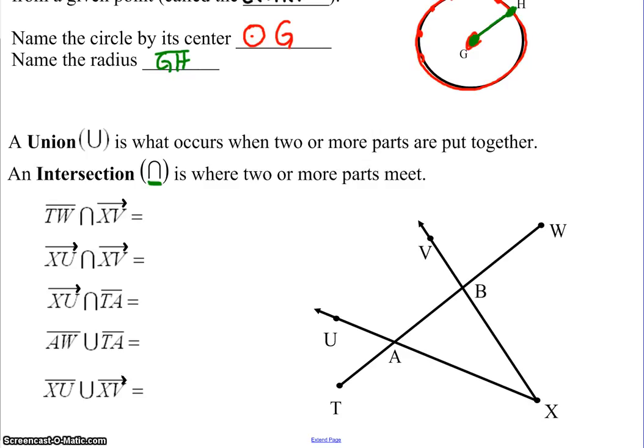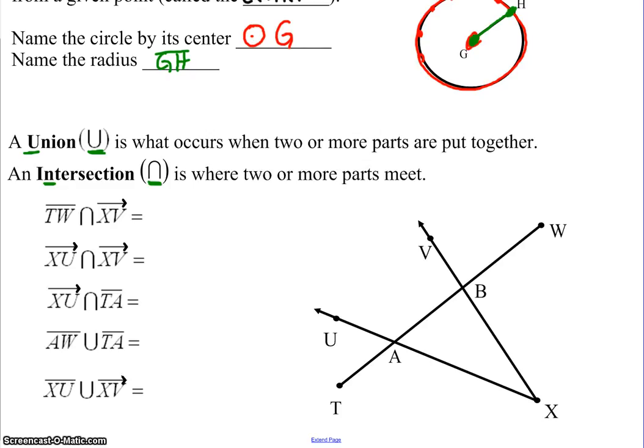Now, a lot of students have trouble remembering that U is for the union and the N is for the intersection. U, like union, starts with the letter U. Intersection has an N in it, one of the very first letters. Maybe that'll help you remember what those symbols mean.